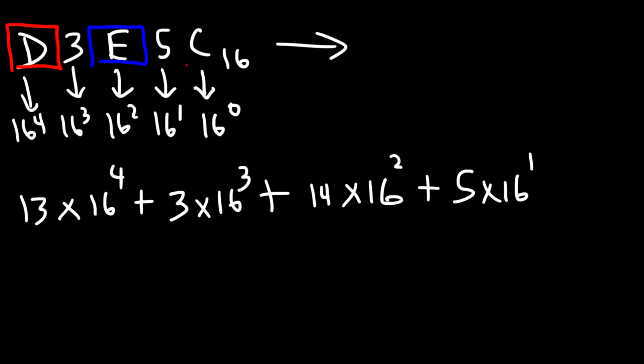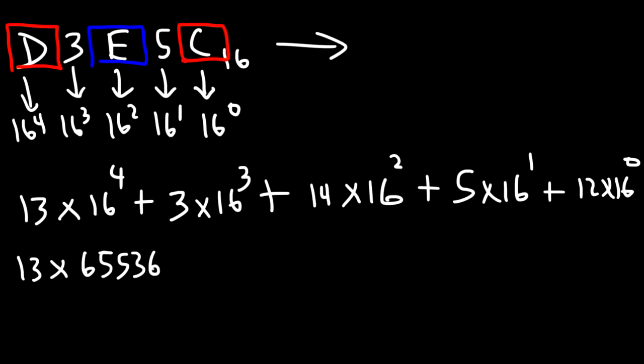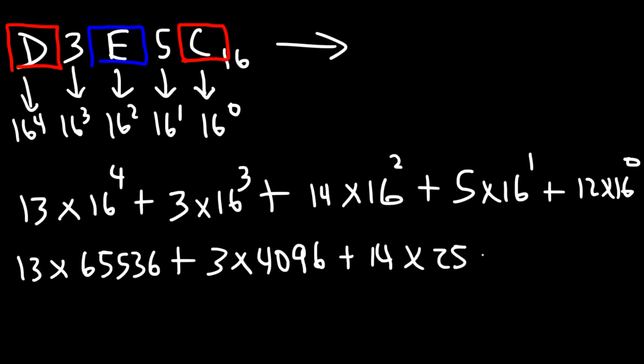And then we need to change C. So C corresponds to 12. So it's 12 times 16 to the 0 power. 16 to the fourth power. If you multiply 16 4 times, it's going to be 65,536. And then 16 to the third power, in the last example, we saw that it was 4,096. 16 squared is 256. 5 times 16 is 80. 12 times 1 is 12.